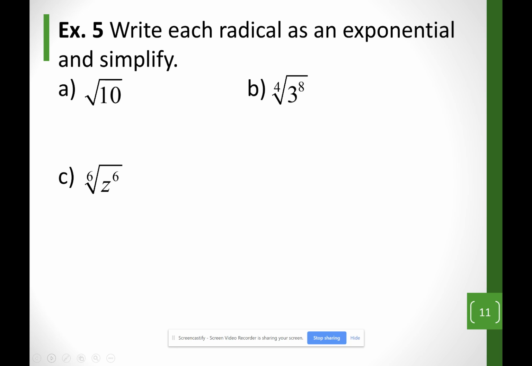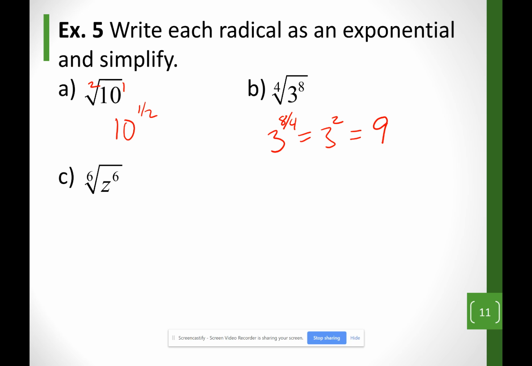Now here, write each radical as an exponential and simplify. Technically here I have 10 to the 1, and my square root is root 2. So I'm just going to write that as 10 to the 1/2. There's nothing else I can do, so just 10 to the 1/2. Looking at example B, I'm going to write that as 3 to the 8 over 4. But 8 over 4 can be simplified, so I'm going to write that as 3 squared. And then 3 squared can still be simplified. I'm going to call that 9.